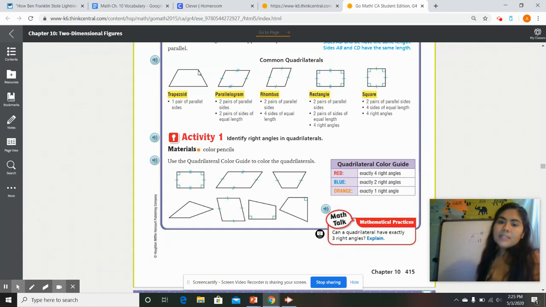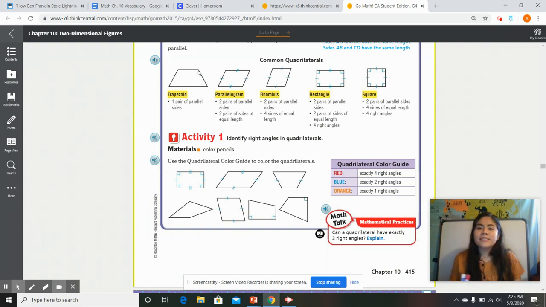Okay? Now a rhombus, the next one, kind of looks like a square, right? And the parallelogram kind of looks like a rectangle, except it's a little slanted. A rhombus has two pairs of parallel sides, kind of like the parallelogram, right? But it has four sides of equal length. That means every single side, if you look here at the rhombus, only has one blue line, which means they're all equal.